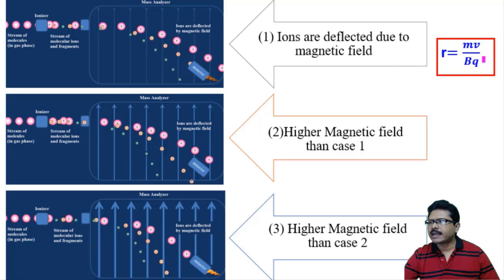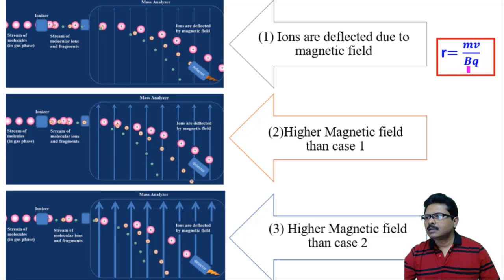So in this case, the magnetic field strength is constant, velocity of charged particle is constant, and q is the charge of charged particle, which is normally considered as singly charged. So this is also a constant. So the only variable is the mass of charged particle. Now for the case of higher mass, the r is higher. For the case of lower mass, r is lower.